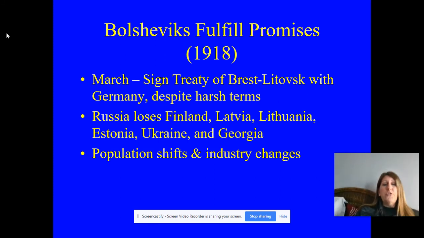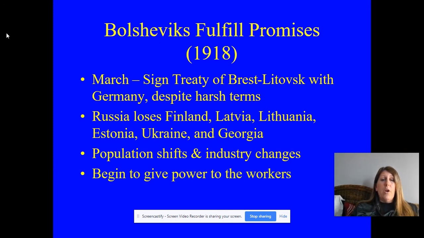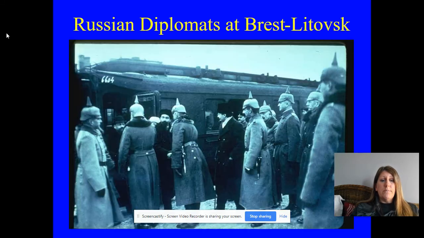So with these changes in the boundary lines, there are going to be major population shifts as well as industrial changes. And so shortly thereafter, Lenin is going to begin to give power to the workers. He is going to turn over the factories to the workers and the land to the peasants. But there is a price to pay for those exchanges. This is a famous picture of Russian diplomats meeting to sign the peace treaty with the Germans.